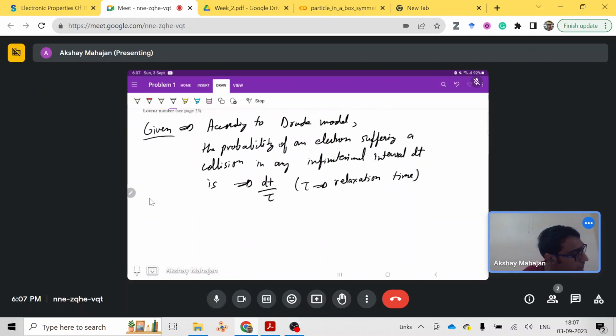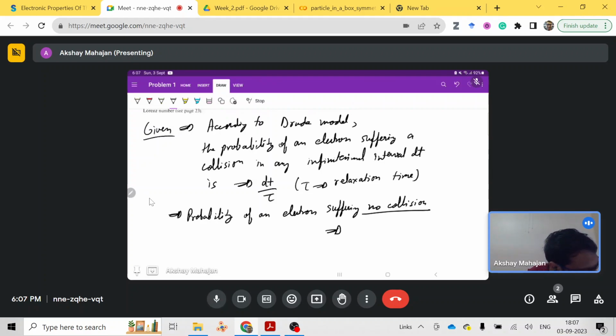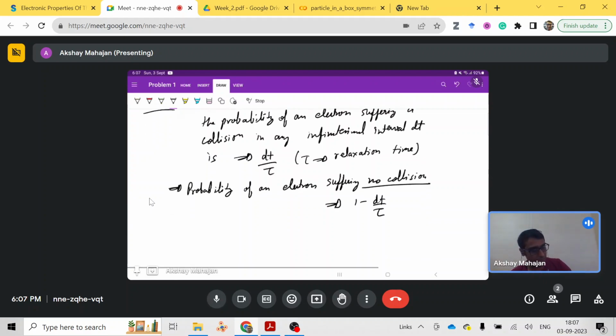Then from here we can derive, as we did in the last session, the probability of an electron suffering no collision. The probability for that will be 1 minus dt by tau. So dt by tau is the probability that the collision will happen in time dt, and thus the probability that the electron will not suffer any collision is just 1 minus dt by tau.